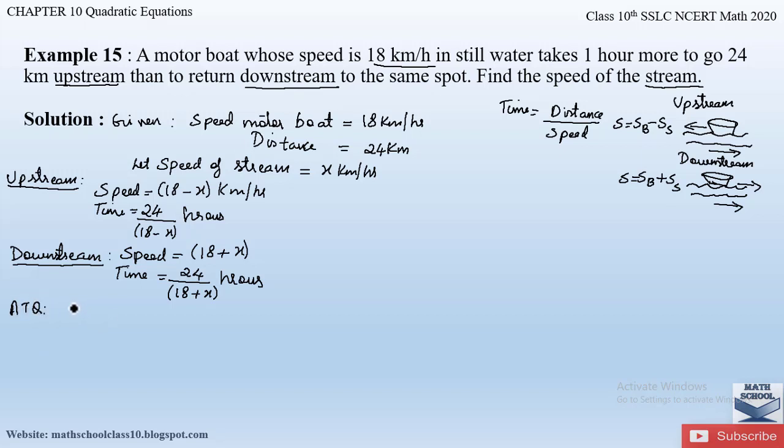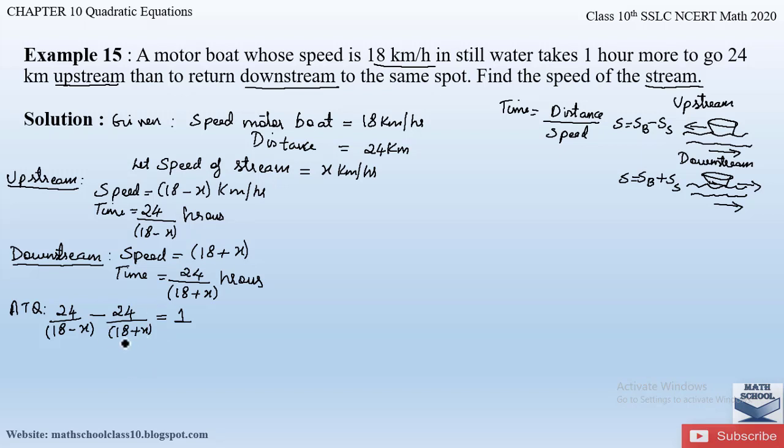Time taken by the upstream is 24 divided by 18 minus x. So we are taking the difference between the upstream and downstream. So minus, since it is a difference, we are taking the minus sign here, 24 divided by 18 plus x, equal to, what was the difference? It is 1 hour. Now let us simplify this equation and apply the quadratic formula to find the value of x, that is the speed of the stream.